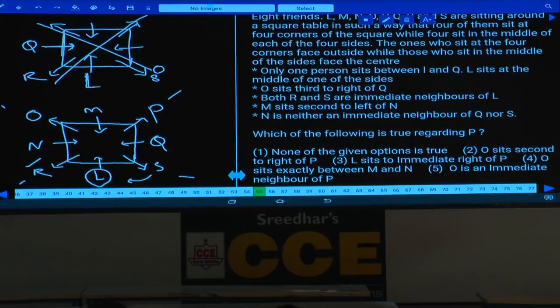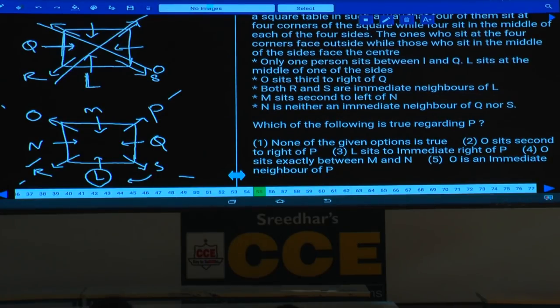Then question number 55. And which of the following is true regarding P? Choice 2, O sits second to the right of P. True or false? O is seated second to the left of P but not right. And L sits to the immediate right of P. It is also false. And O sits exactly between M and N. O is seated exactly between M and N. That is given in choice 4. Now question number 55, choice 4 is the answer. Done?